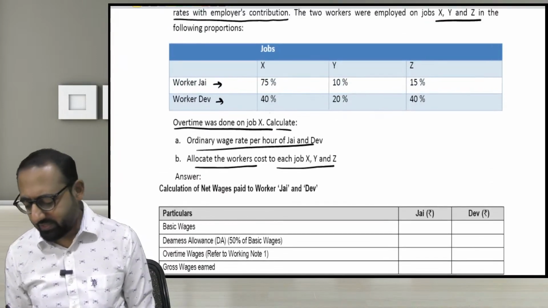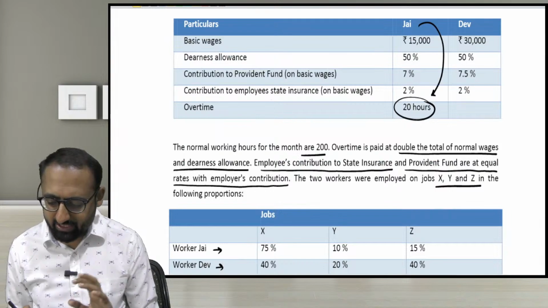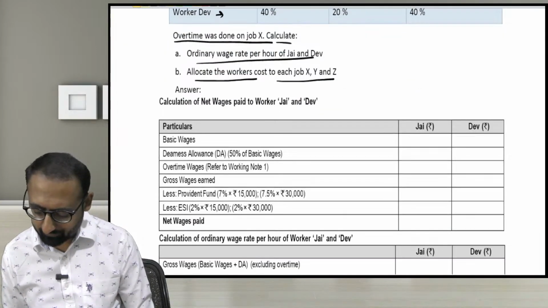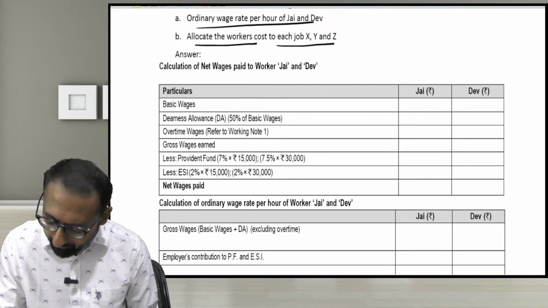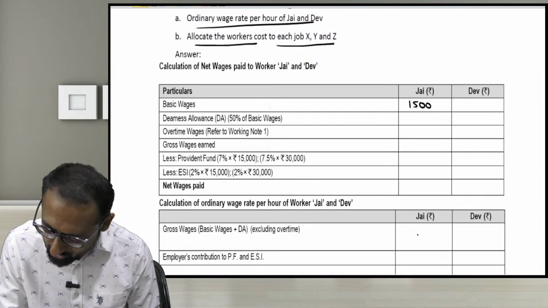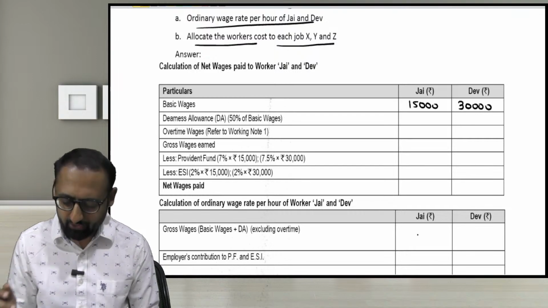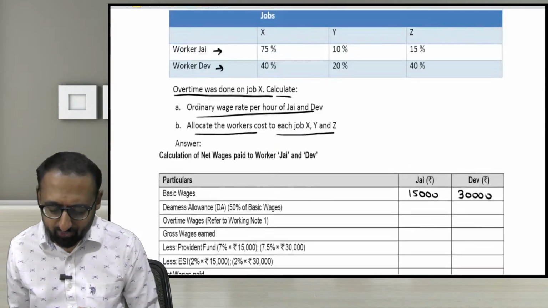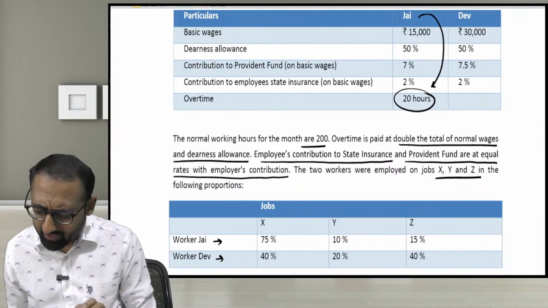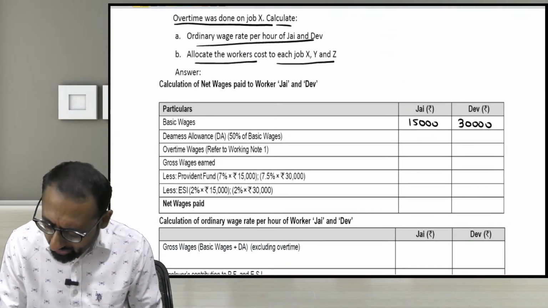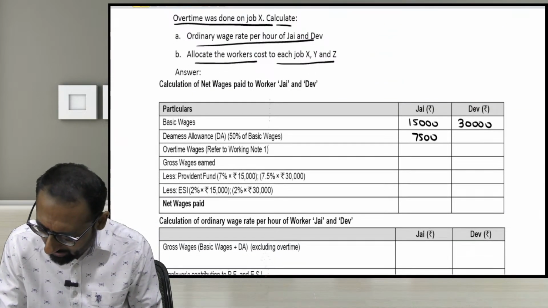So what is the basic wages of Jay and Dev? Basic wage rate is 15,000 for Jay and for Dev it will be 30,000. Next one, DA allowance, you'll have to check that. How much is the DA allowance? 50% of the basic wages. So here it will be 7,500 and here it will be 15,000.